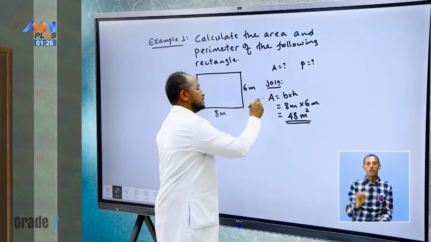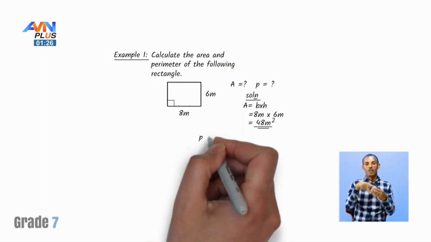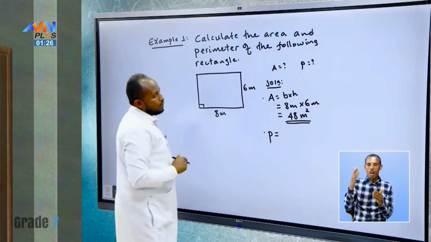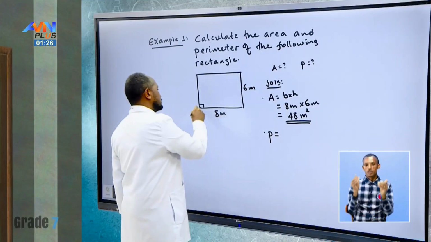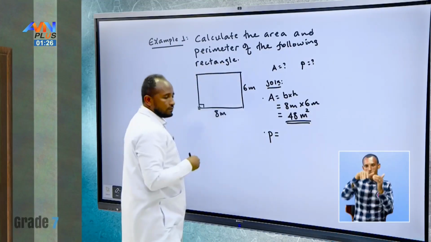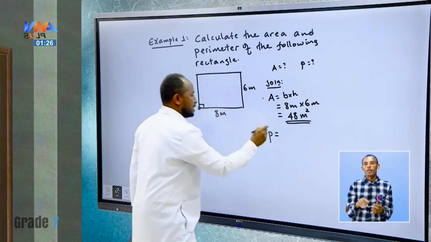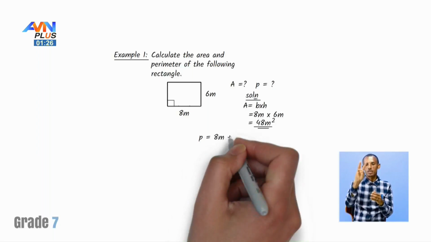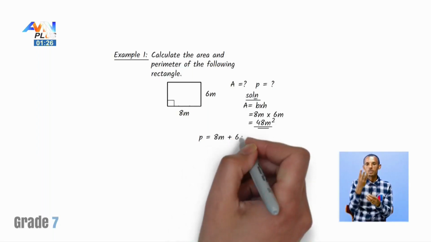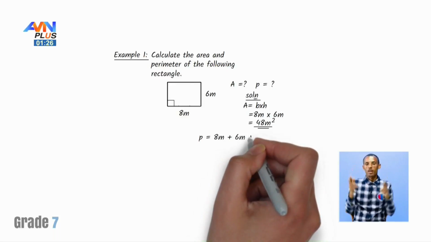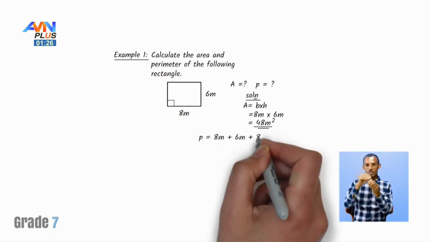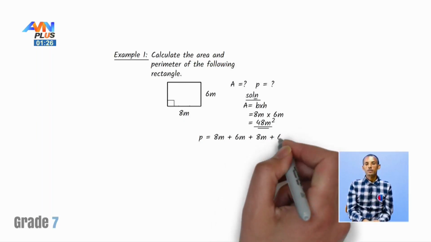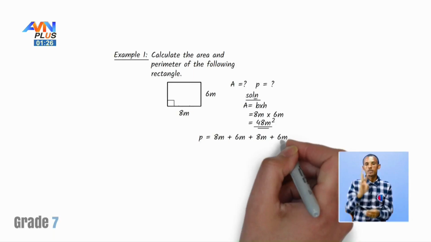Now, how about perimeter? Okay, perimeter is the total length of the boundary of this region. So, simply perimeter is equal to start from this point and add the sides of the rectangle. P is equal to 8 meter plus this one is 6 meter plus this one is also 8, opposite sides of a rectangle are congruent. Therefore, plus 8 meter plus this one is also 6. This one is 8. Therefore, plus 6 meter.